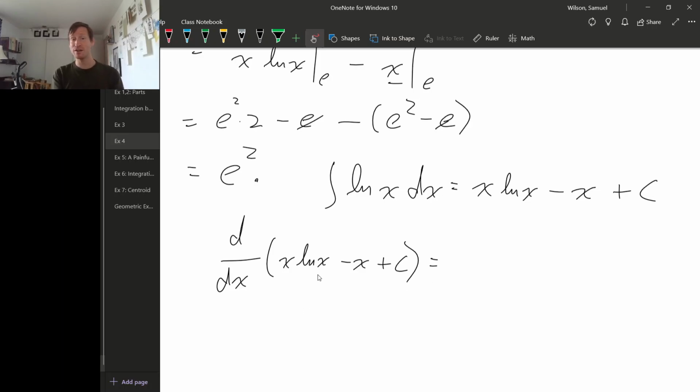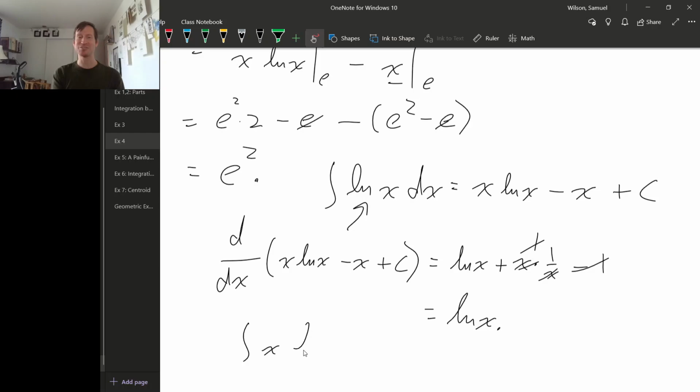We're going to have to use the product rule for this first piece. So we get derivative of x is 1 times natural log x plus x times the derivative of natural log, which is 1 over x, minus the derivative of x, which is 1, and then the derivative of c is 0. So x times 1 over x is 1, but then 1 minus 1 is 0, and sure enough, we're left with just natural log x. So finally, we filled in the gap of not knowing an antiderivative for natural log x. Of course, now we don't know an antiderivative for x natural log x, but I bet you could come up with a way to figure out an antiderivative for this one.